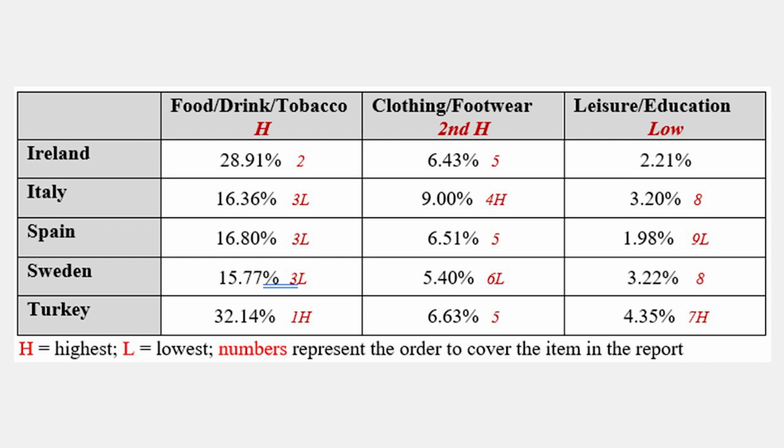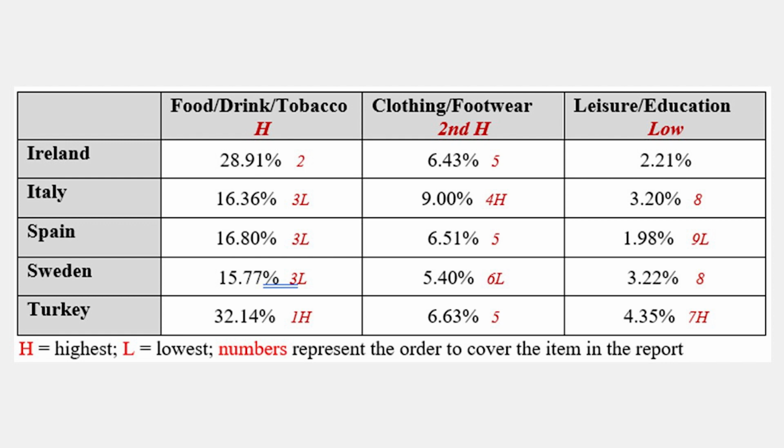So if you have a look at the table now, you can see the plan that I have made for this task. Essentially, my overall summary is going to be that the first category, food, drink, tobacco, is the highest for every country, followed by clothing and footwear, and then leisure and education.